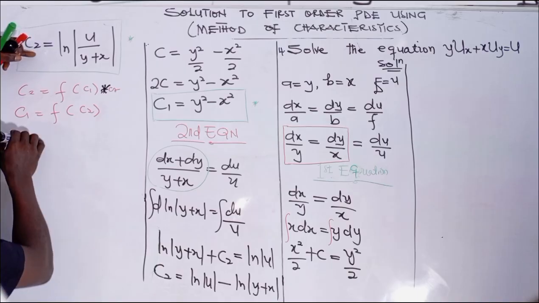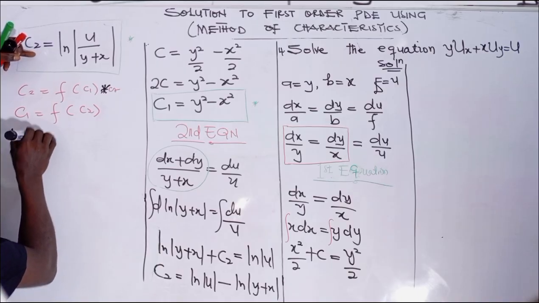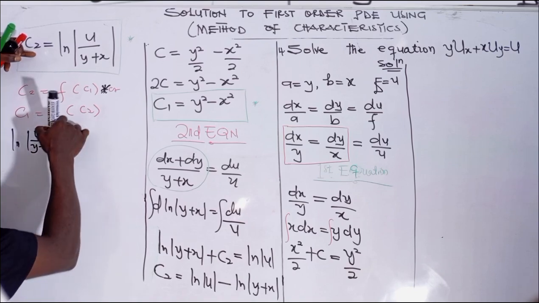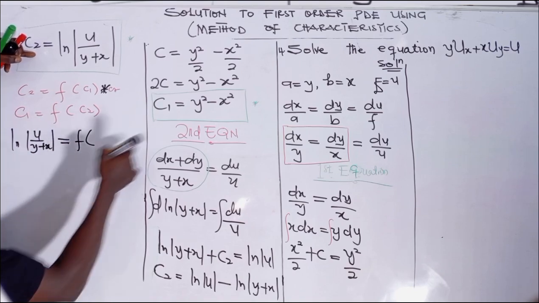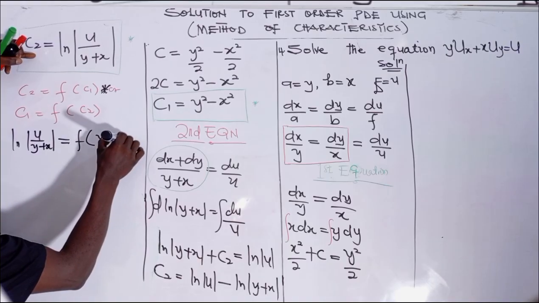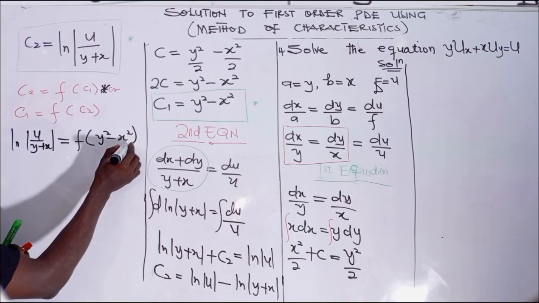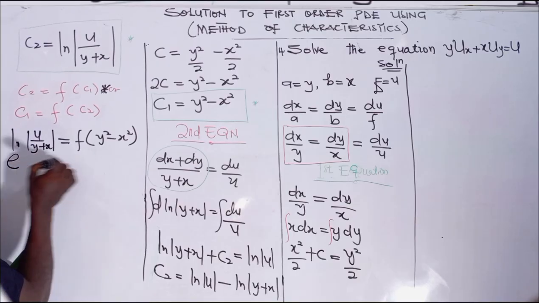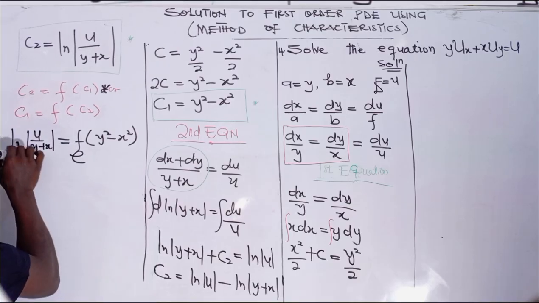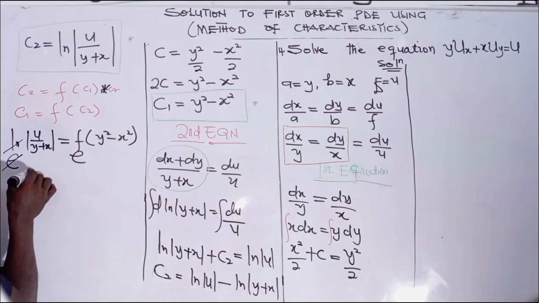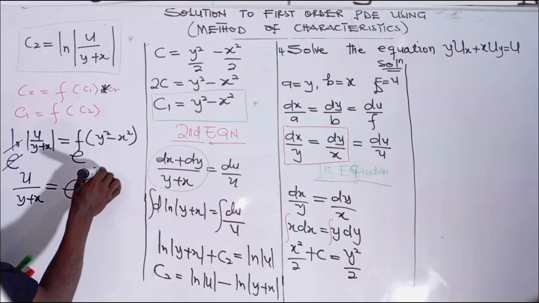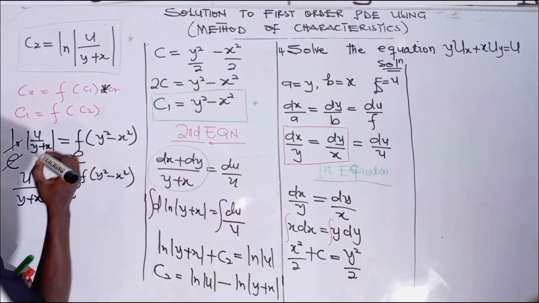So C2 we had ln u all over y plus x is equal to a function of C1. C1 we had y squared minus x squared. Now let's make u the subject of this equation by taking the exponential on both sides, so that the exponential will cancel the ln. You'll be left with u all over y plus x is equal to e exponent a function of y squared minus x squared.